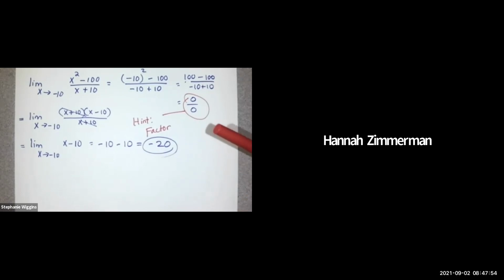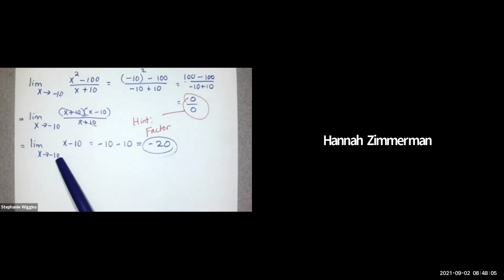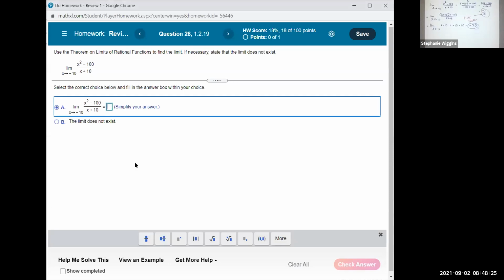So even though the function value is undefined, the limit does exist. So there's going to be a hole in this graph, and the hole occurs when x is -10, but the left hand and the right hand meet. And so they look like this line. It's the line y equals x minus 10 with a hole in it. That's what this function is. Okay, so that's how you do those problems. Just be looking out for the 0 divided by 0, and then you know what to do.